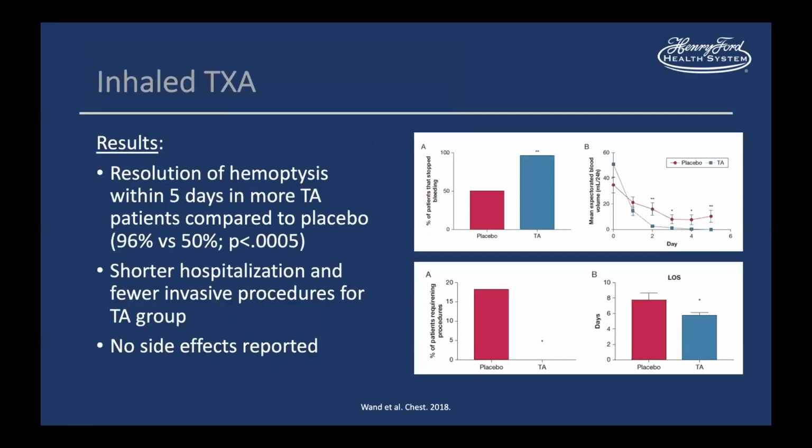So what they found was, as you can see on the top here, that the patients who were in the nebulized tranexamic acid group had complete resolution of hemoptysis in 96% of the cases versus only 50%, as you can see here. And then in terms of the expectorated blood volume, the tranexamic acid group had less volume compared to placebo. And then when they looked at their secondary outcomes, none of the patients in the tranexamic acid group required additional procedures. And then the patients in the placebo group were in the hospital for longer. There were no reported side effects in the tranexamic acid group.